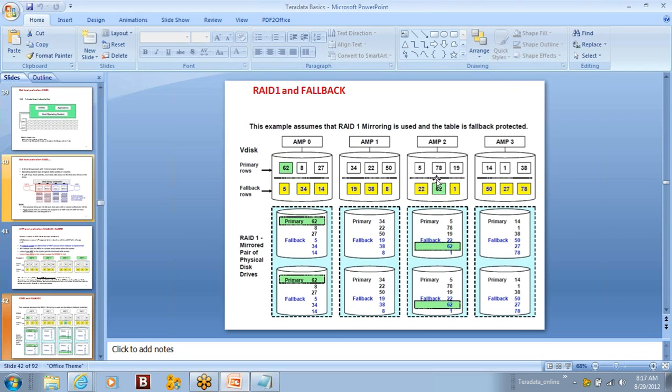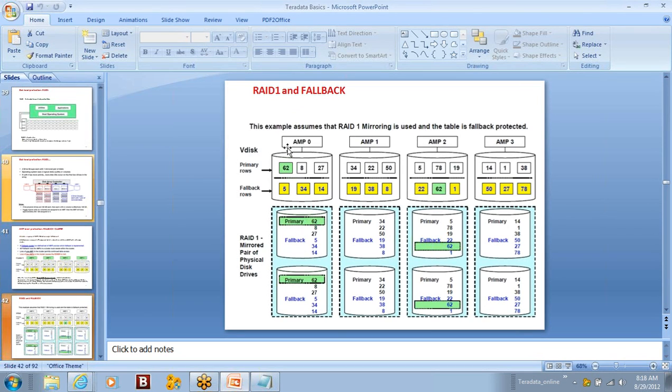Okay. And now let's suppose the mirror disk in AMP 0 also failed at the same time. Okay, so the primary disk failed here, in AMP 2 also the primary disk failed, and at the same time let's suppose the mirror disk in AMP 0 also failed. So what happens if two disks fail within a single AMP? Okay, the primary disk failed and mirror disk failed, so we will say the AMP also failed, because this AMP cannot get data from any of the disks, so the AMP failed.